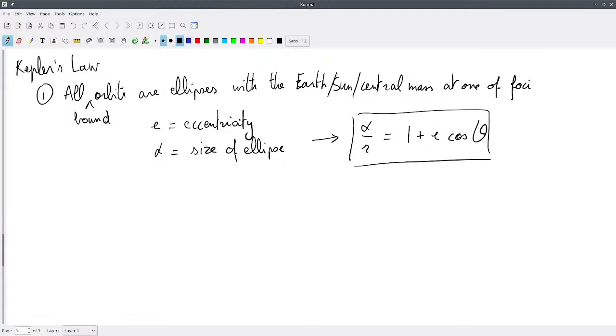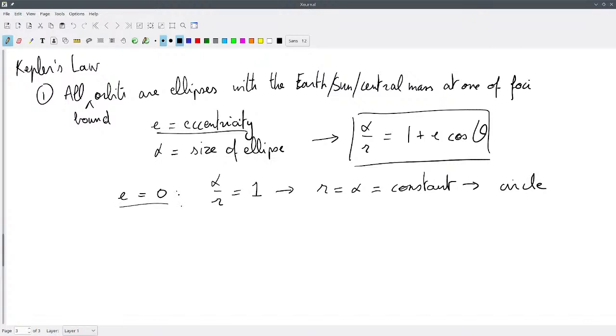And we can look at a couple of specific examples. So for e equal to 0, what we find is alpha over r is 1. So r is alpha, and that's constant. So this is what we call a circle. That's what we call a circular orbit. That's just a special case of the ellipse when the eccentricity is equal to 0.